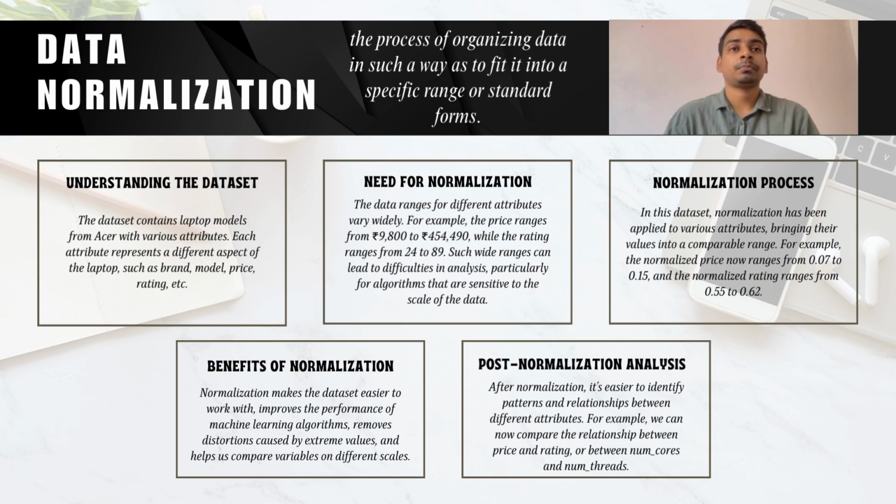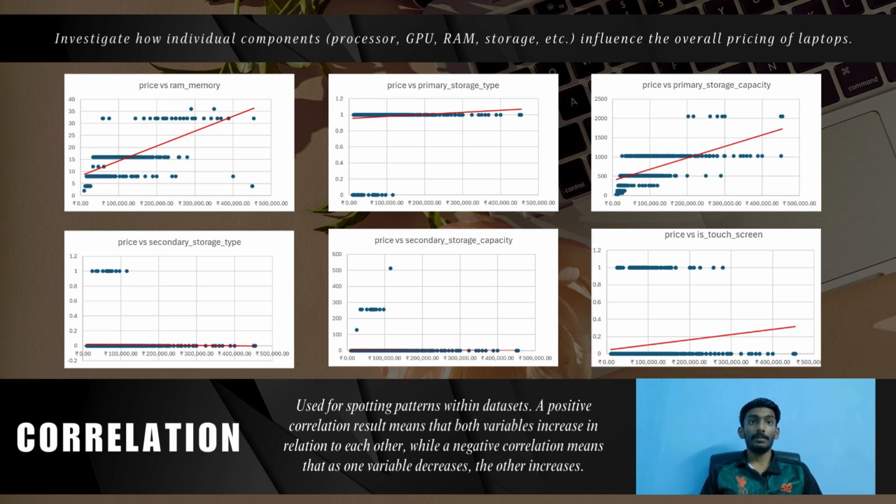Good evening everyone, my name is Lanchilan, and today I'm going to talk about the investigation of how individual components such as processor, GPU, RAM, storage, display and warranty influence the overall pricing of laptops using correlation. But before that, let me explain what correlation is. Correlation is used for spotting patterns within a dataset. A positive correlation result means that both variables increase in relation to each other, while a negative correlation means that as one variable decreases, the other increases.